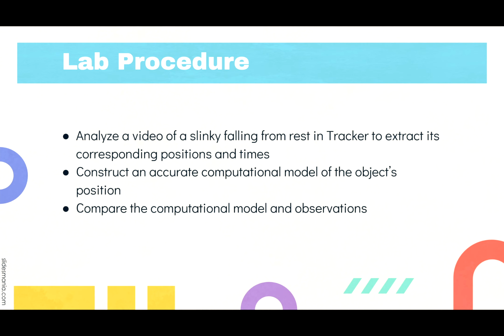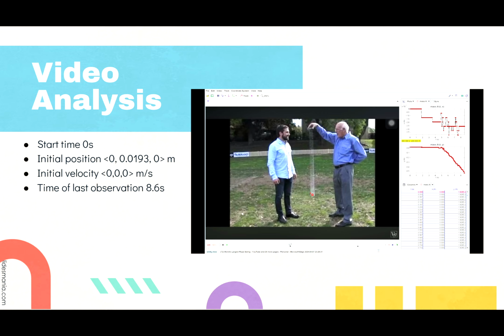The procedure for this lab was to analyze a video of a slinky falling from rest in Tracker, and from there, the procedure was to construct a computational model to predict and display the object's position. Here is a clip of the slinky falling that I analyzed in Tracker. The slinky is the system in the video, and I chose to orient the positive x-axis to the right and the positive y-axis is up.